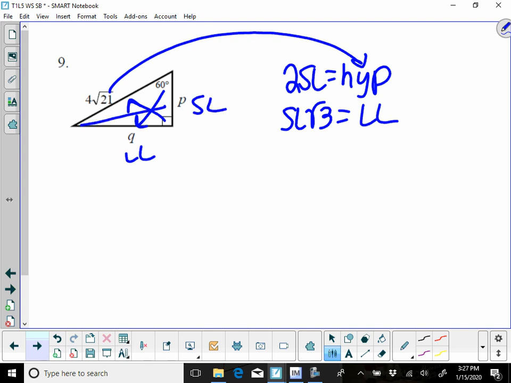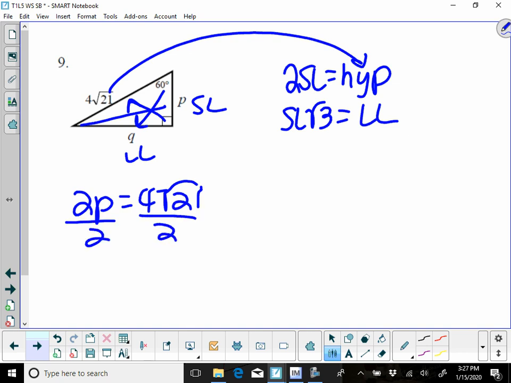This is going to be our long leg, and this is going to be our short leg. So 2 times p is going to equal 4 square root of 21. So you divide by 2. So this time 2 goes into 4 because they're both outside of the radical, and p is going to equal 2 radical 21.